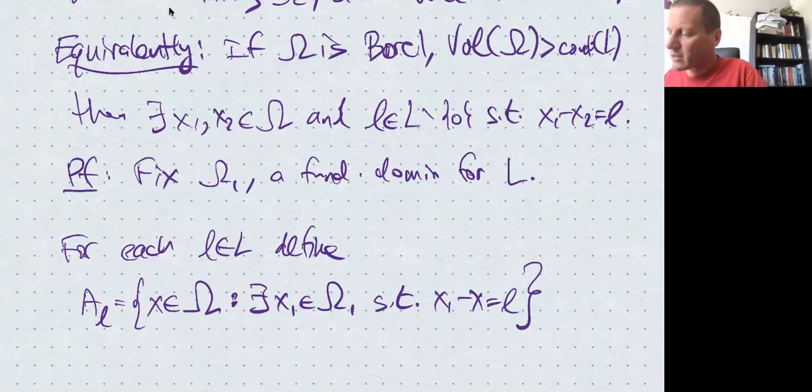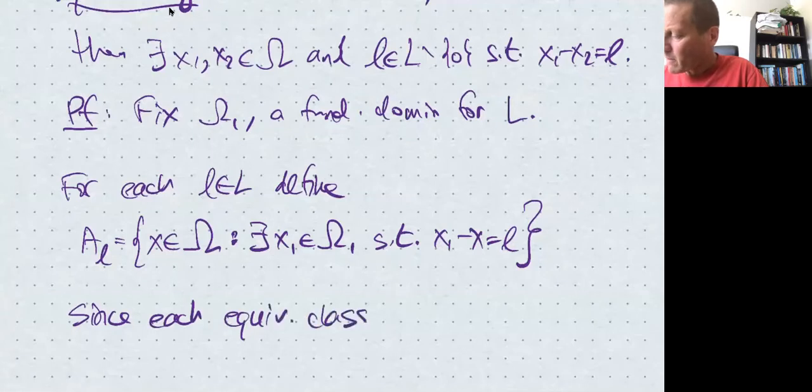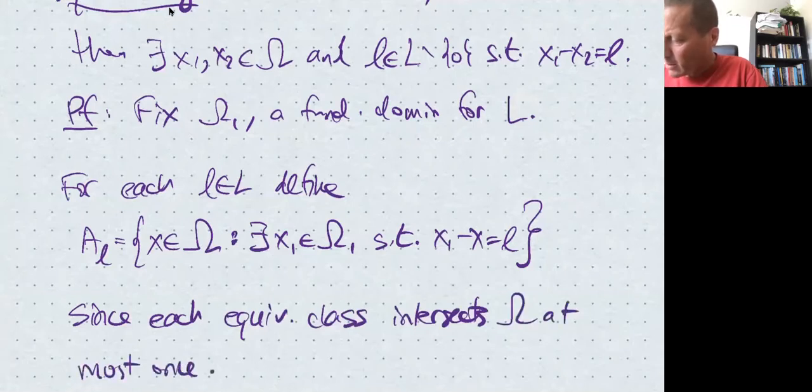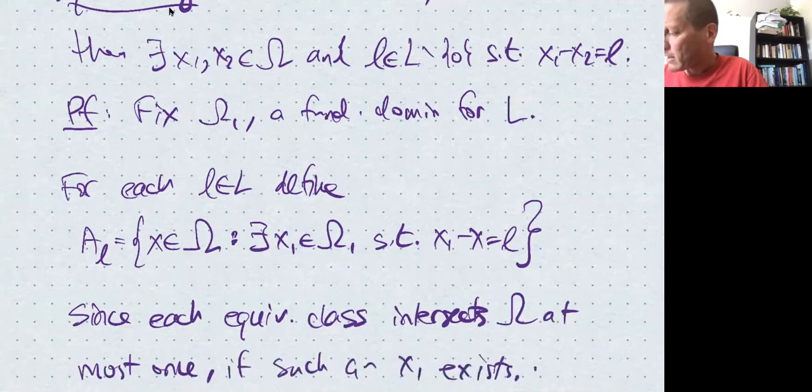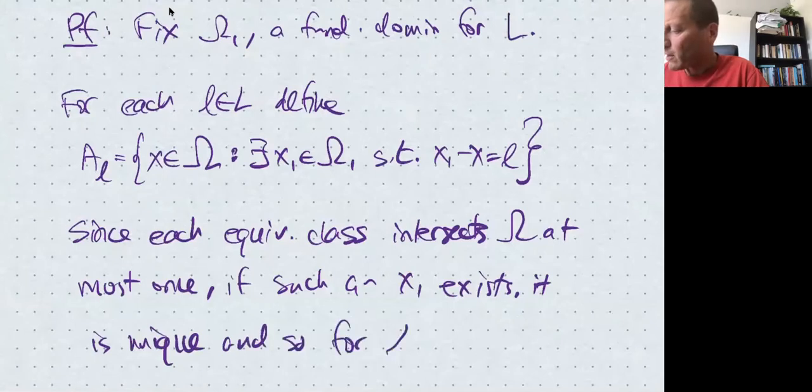And since each equivalence class intersects omega at most once, if such an x1 exists, it is unique. And so for l1 not equal to l2, A_l1 and A_l2 are disjoint.